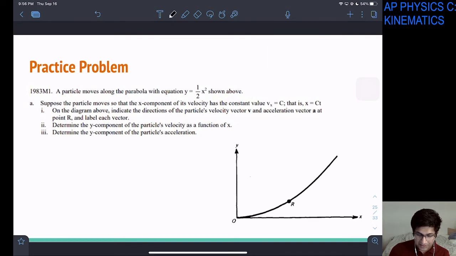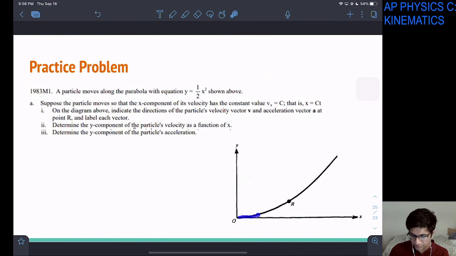Think about that for a second. Let's go to the second part. Then we're going to have to determine the y component of the particle's velocity as a function of x. So we said the x component looks like that, but the y component is going to be different, right?